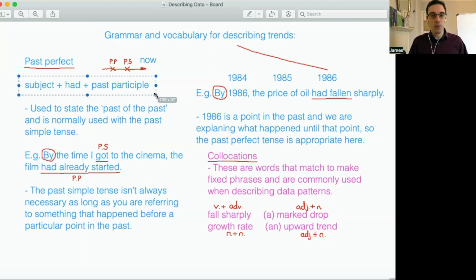But either way, the action that happens first should get this past perfect structure, and we haven't been over that yet. So that would be the subject, so a name, or I, you, he, she, for example. Then the auxiliary verb had, and then the past participle of the main verb. So if you're not sure what the past participle is, well, in regular verbs, it's always going to be ed. So, for example, play, played, played. So that third played or third form of the verb is the past participle.